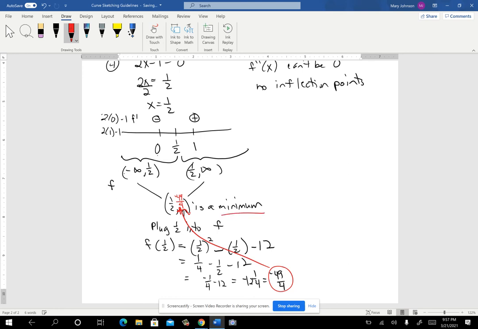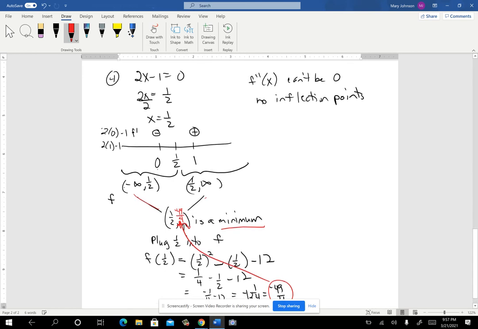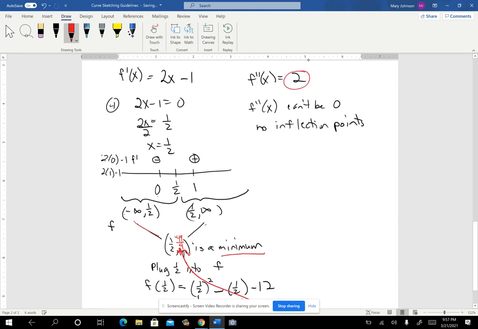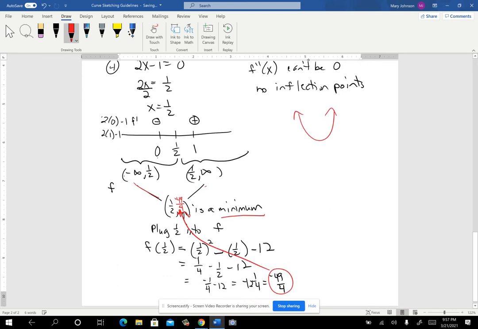Okay, and we know it's a minimum because it was decreasing and then increasing. We also know it's a minimum because of the second derivative. F double prime equals 2. It was positive. So what that implies is that it's going to be concave up everywhere. And then this is going to be the low point, or the vertex of that parabola.